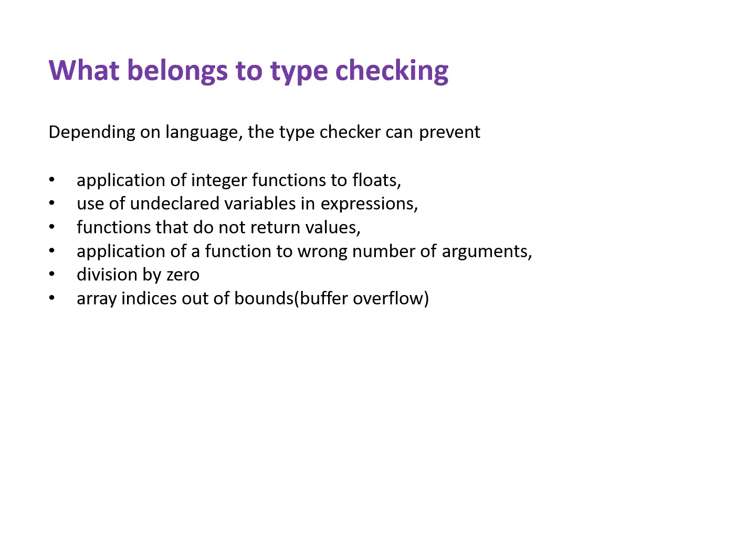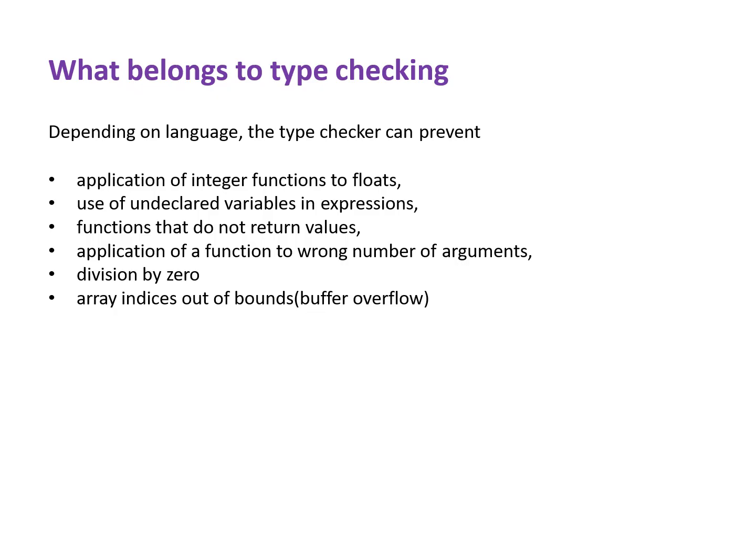So what belongs to type checking? Depending on the language, the type checker can prevent the following things. First, application of integer functions to floats. For example, if a variable is declared as an integer, the value should be given as int type, and it should not be given as float type. Second, if a variable is not declared but is used somewhere in your expression, it throws an error. Such checking also comes under this category.